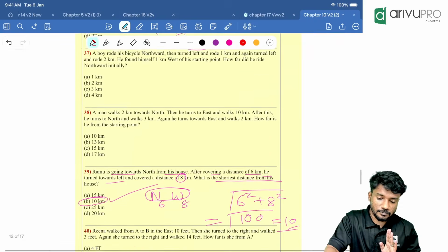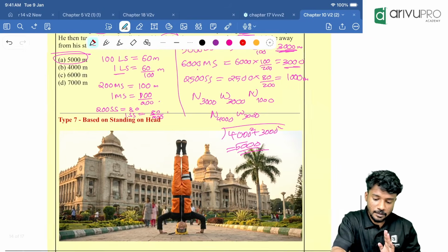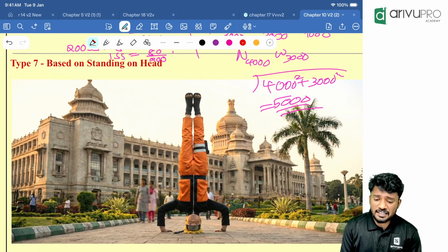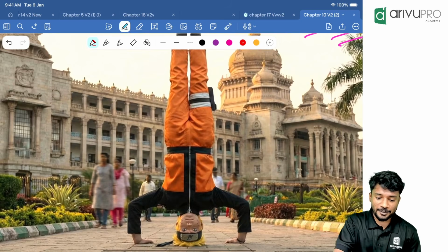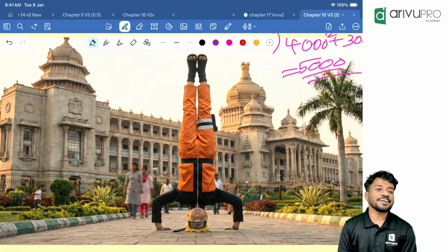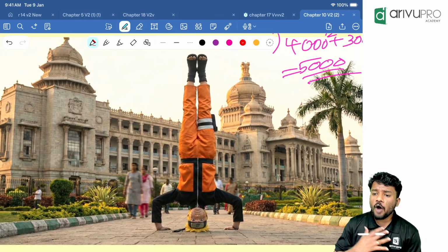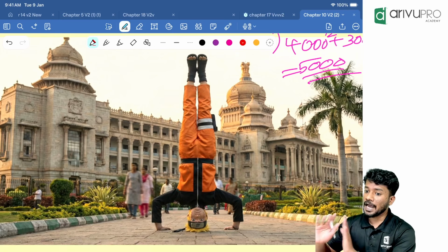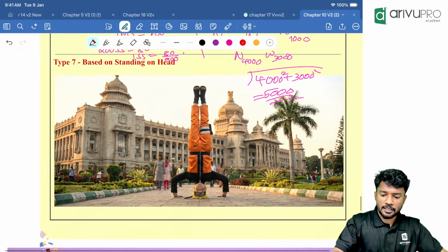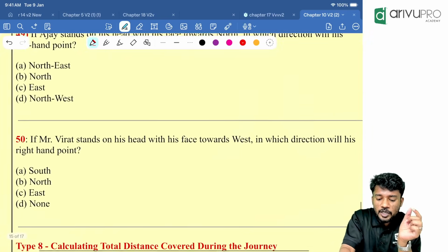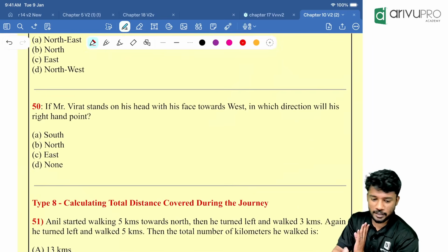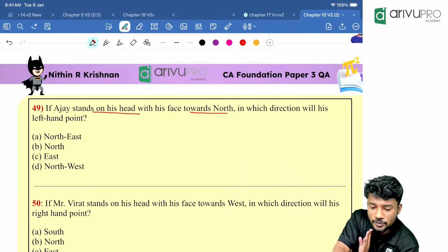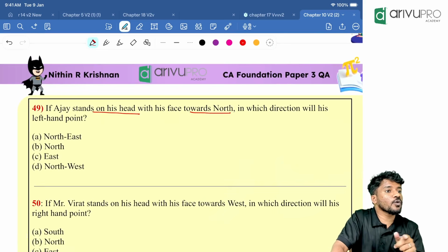Next one, people. Standing on head. This is another type of question. Naruto is there, in Bangalore Palace. Now, the thing is, how we will solve standing on head is, we will not twist the question and all. We will approach the question in the normal way itself, but we will do one small different thing here. Look here. Ajay stands on his head and faces towards north. Which direction is Ajay looking? The north direction.